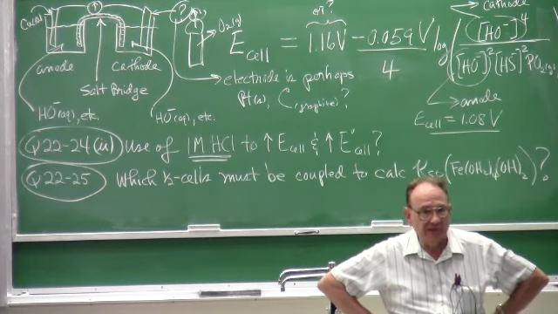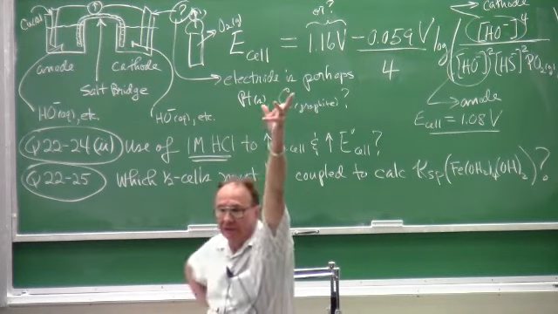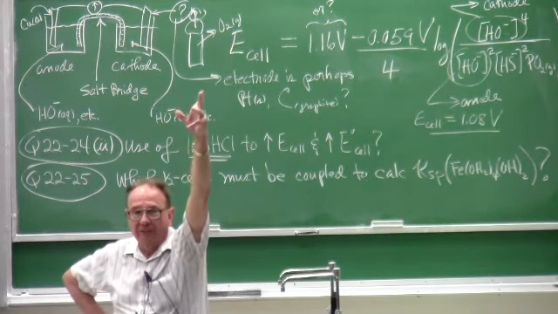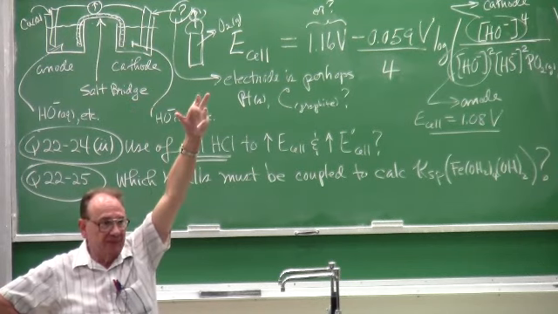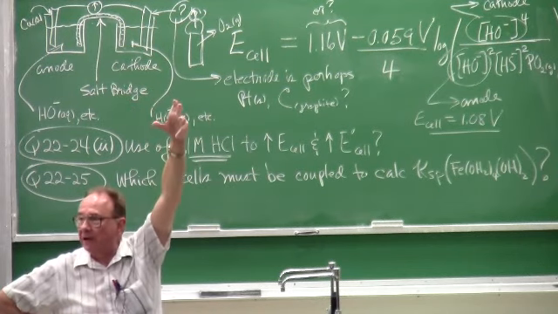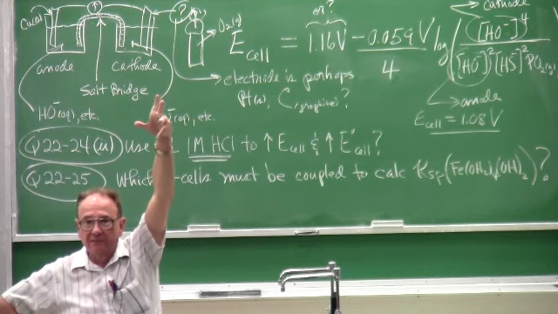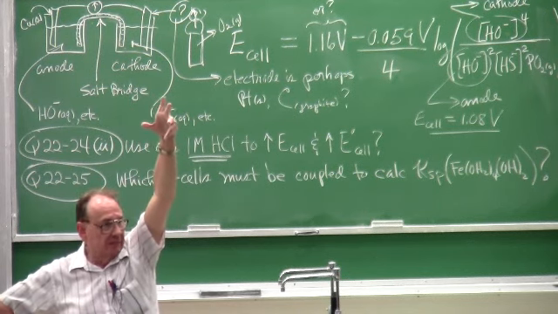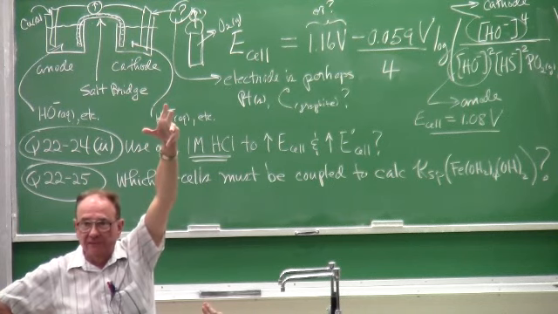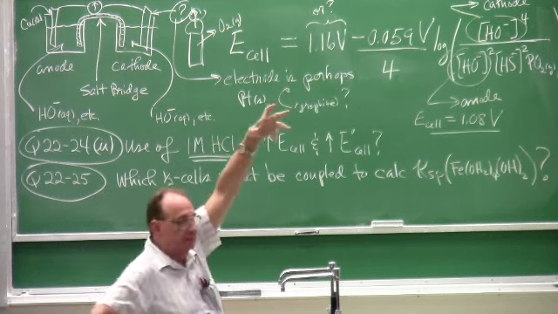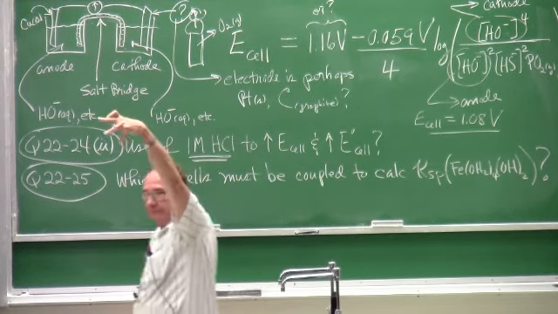What are you going to do with this 1 molar HCl? How many vote I'm not going to do anything with it? How many vote I'm going to treat both cells? Both half cells. How many vote I will treat the cathode half cell exclusively? How many vote I will treat the anode half cell exclusively? We got 1 right vote.